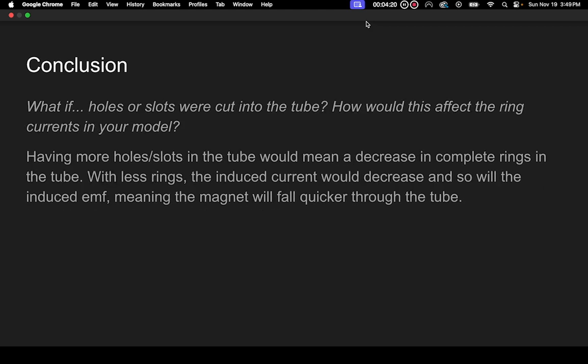What if holes or slots were cut in the tube? How does this affect the ring currents in your model? Having more holes and slots in the tube would mean a decrease in the number of complete rings around the tube. With fewer rings, there would be a decrease in the induced current and the induced EMF, meaning the magnet will fall a lot quicker through the tube with a weaker force acting upwards against gravity.